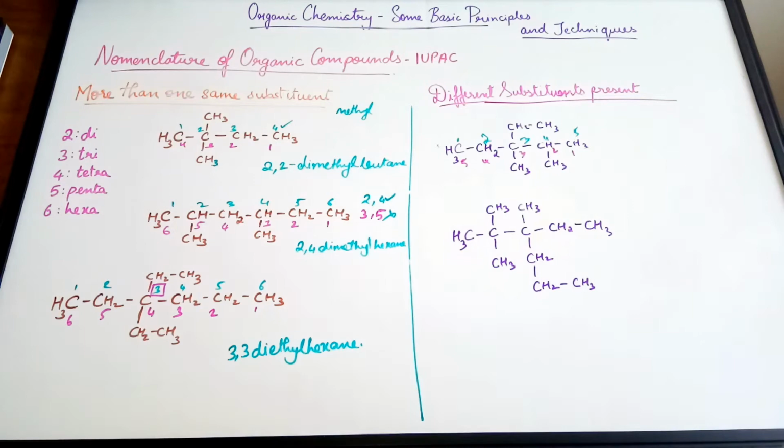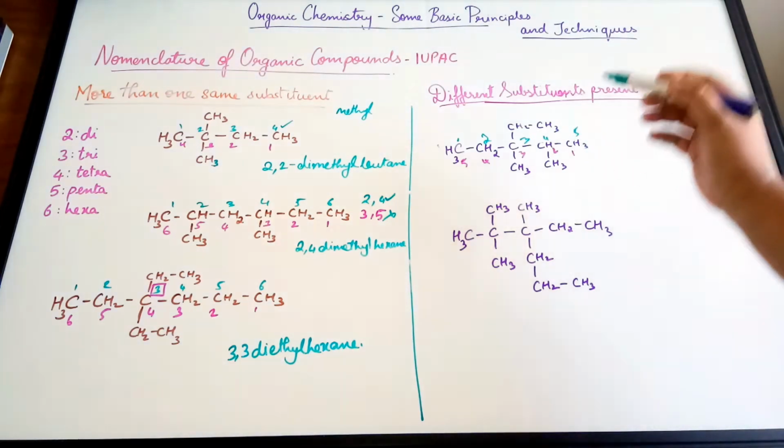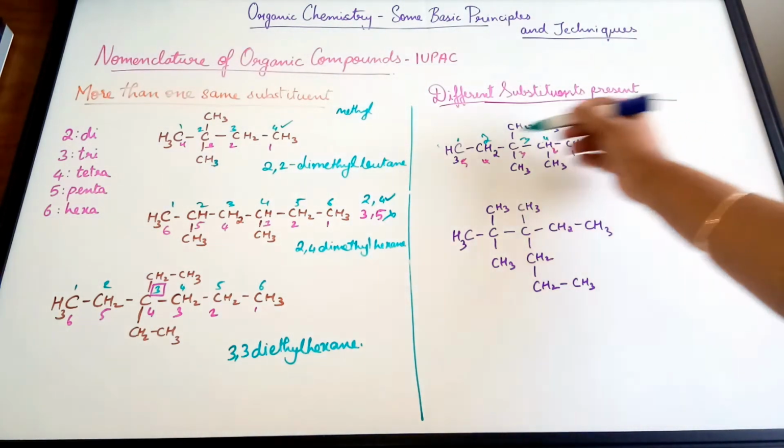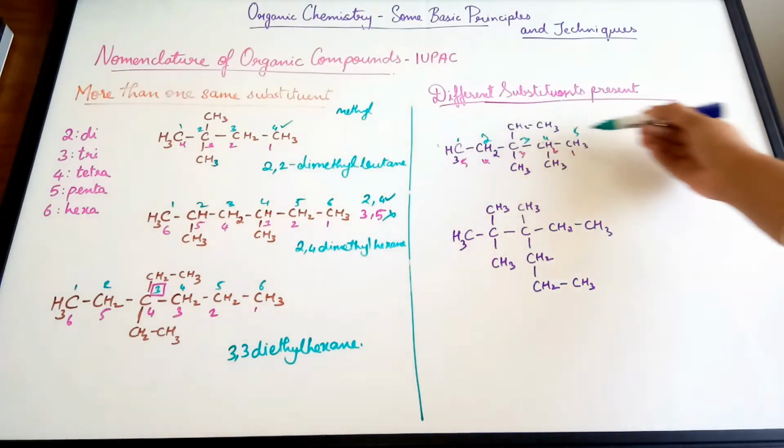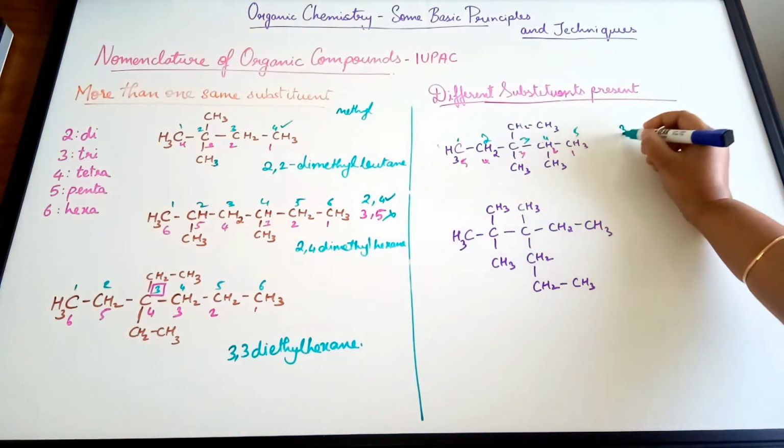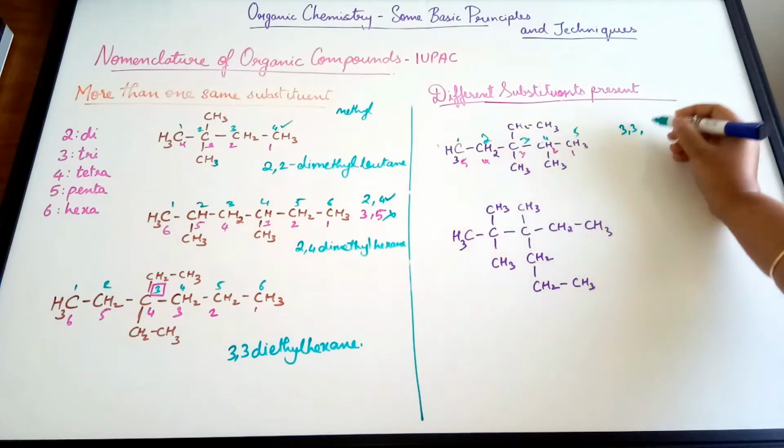So the substituents, when I use the numbering from left to right, are in positions 3, 3 and 4.